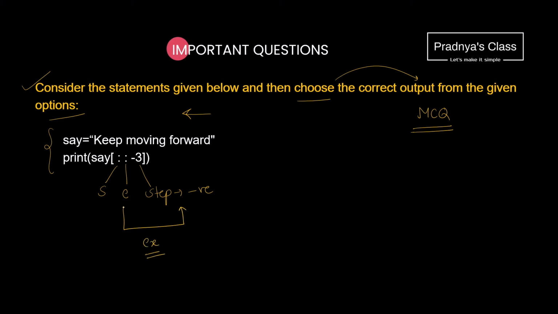Here we need not worry about the ending because it is not mentioned, so whole string we need to consider. But what about step? It is mentioned as -3. It means we need to consider -2. -2 means two characters we have to skip in between. So the slicing will start with D. Now two characters we need to skip, then we will consider W. Again two characters will get skipped, then we will get F.